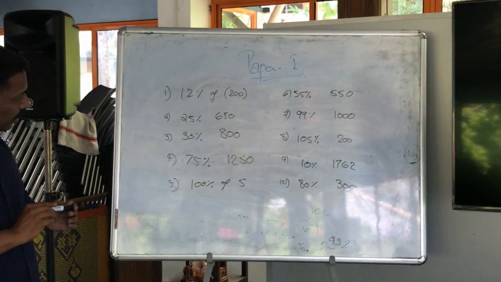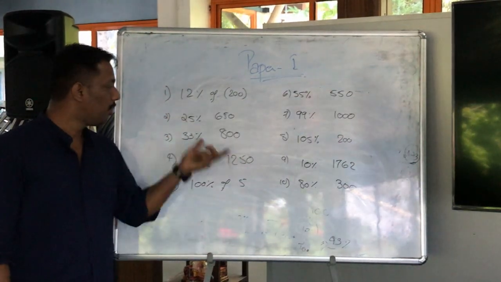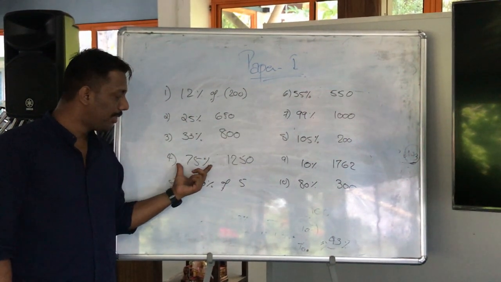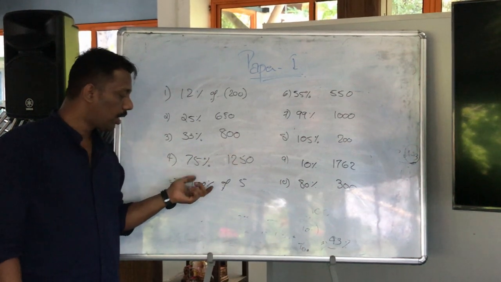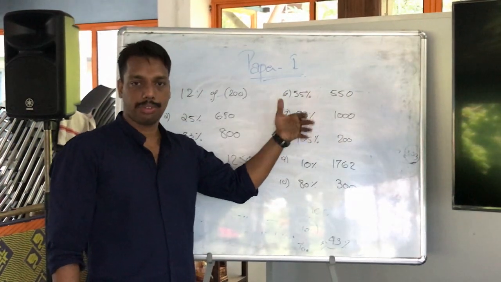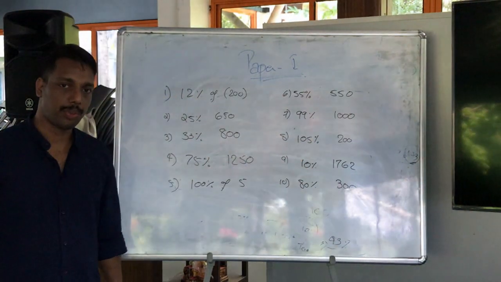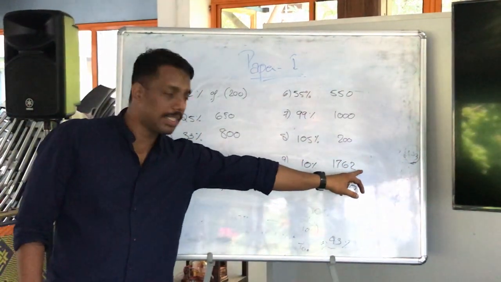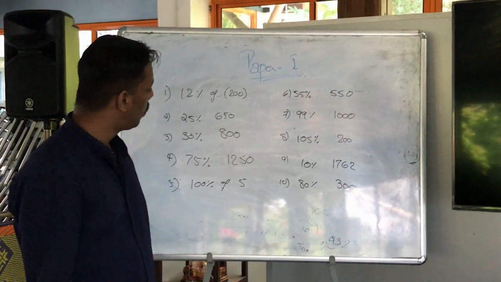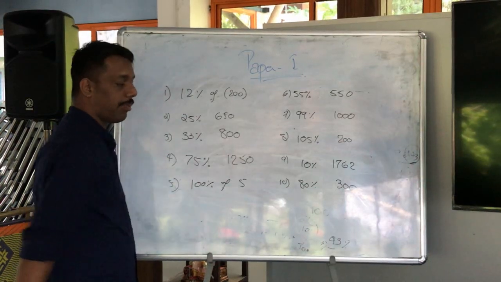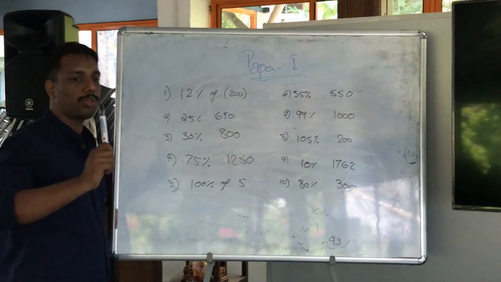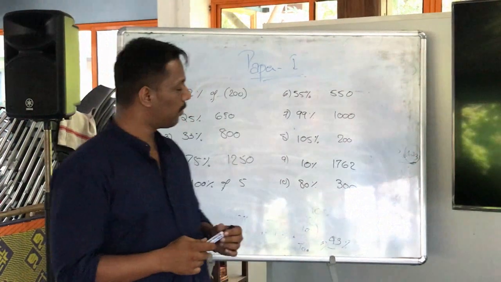These are the questions. 12 percentage of 200, 25 percentage of 650, 33 percentage of 800, 75 percentage of 1250, 100 percentage of 5, 55 percentage of 550, 99 percentage of 1000, 105 percentage of 200, 10 percentage of 1762, 80 percentage of 300. For solving these type of questions, there is only one condition. You don't use your pen. That is the condition. Right?